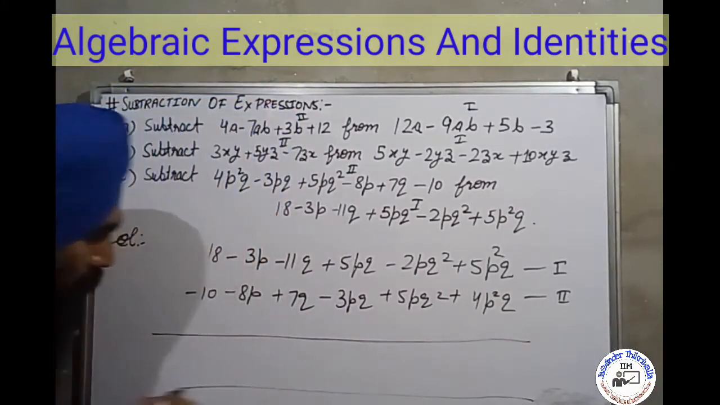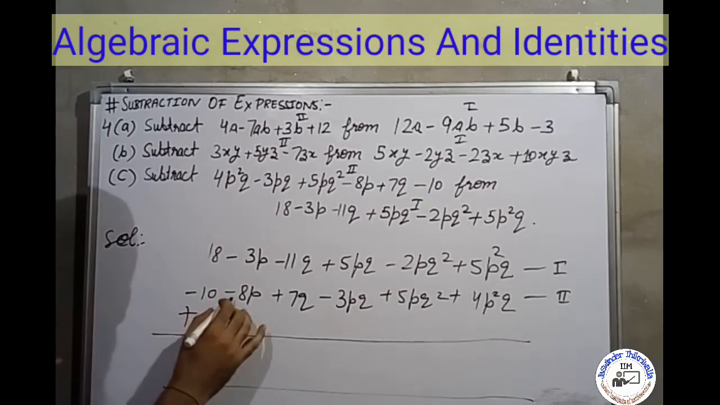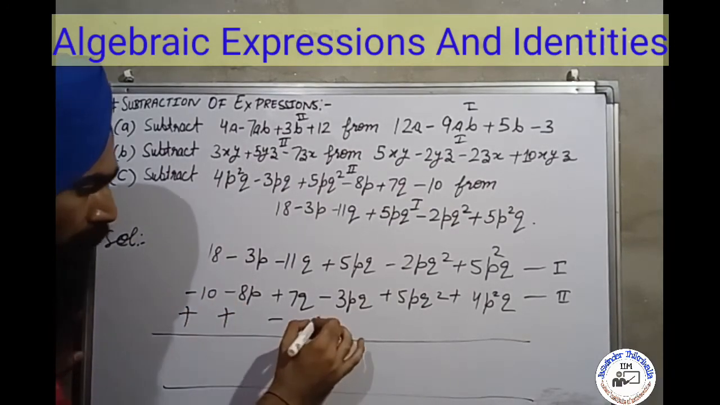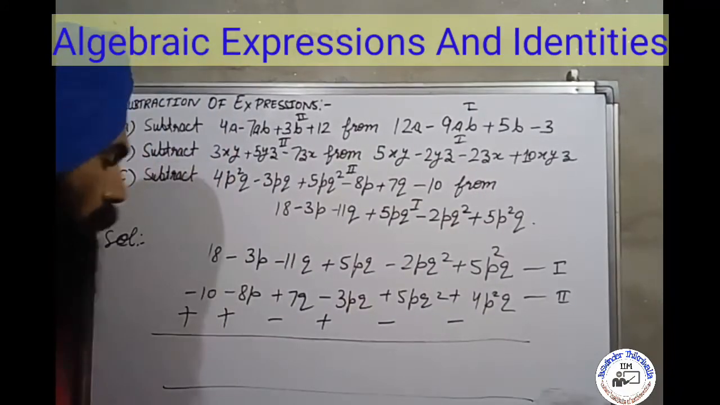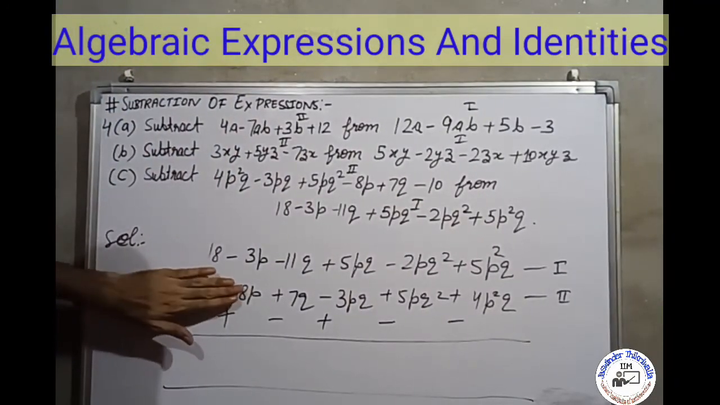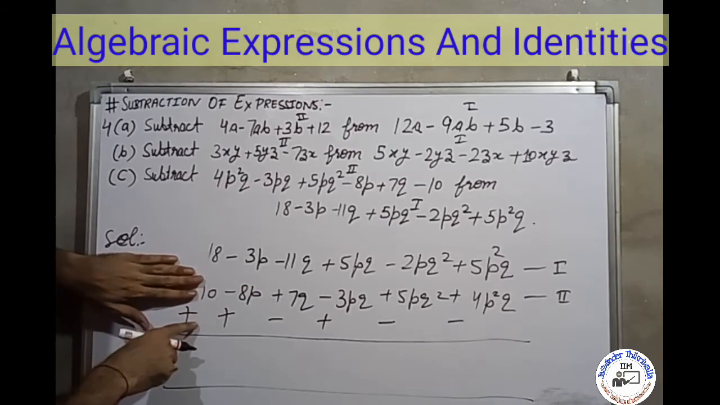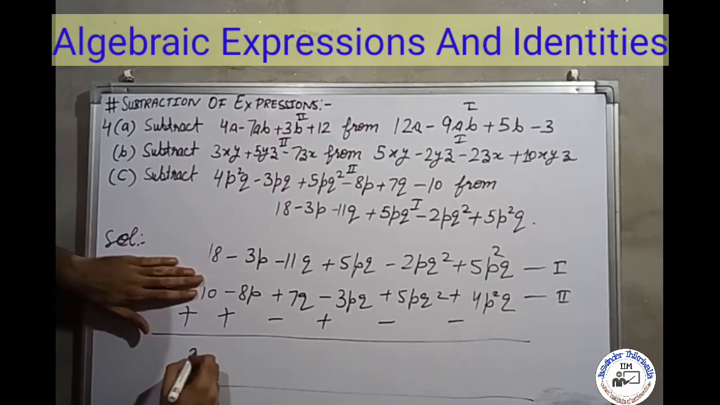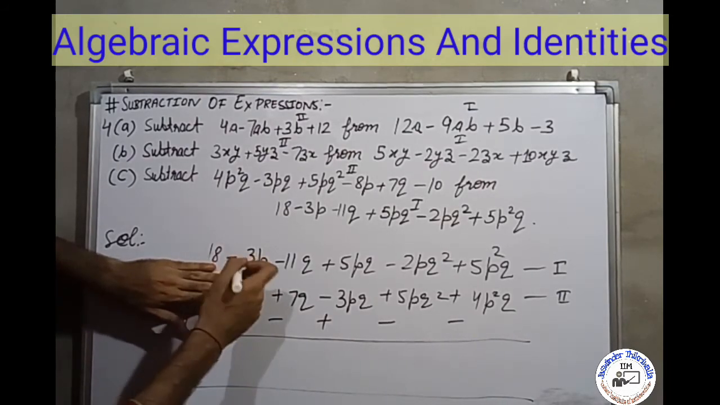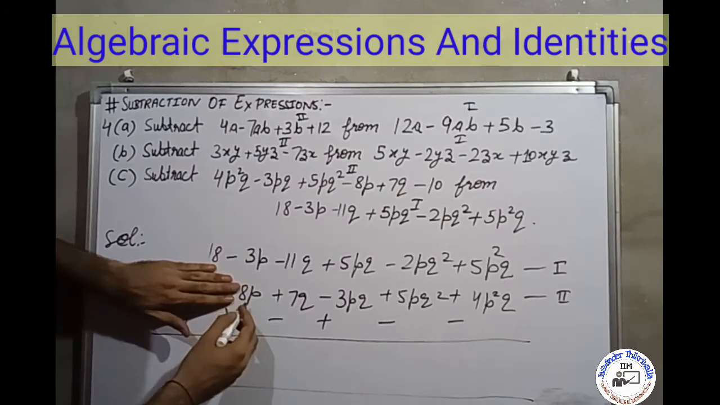How am I writing here? Look properly. This minus will change into plus, this is also plus, this will be minus, this will be plus, this is minus, this will be minus. Now don't think about the old symbols, think about the new symbols. 18 plus 10, how much will be its answer? 28. Now this is minus 3, this is plus 8. Plus 8 is greater, this is minus 3. So we will do subtraction.